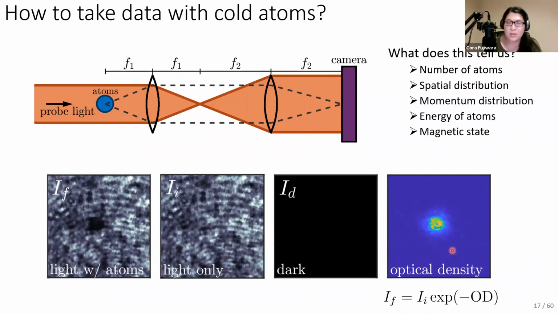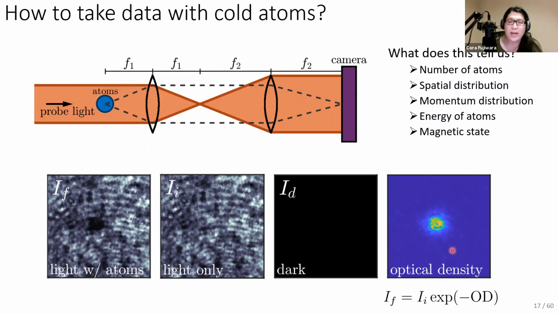So what does this picture tell us? Well, it tells us a number of things. The magnitude of the shadow tells us the number of atoms there, right? So the magnitude of the optical density. Furthermore, this is a picture, so it tells me the spatial distribution of the atoms. It turns out that I can also measure the momentum of these atoms. I can also measure the energy of these atoms. And I can also measure the magnetic state of these atoms. So this relatively simple imaging technique tells us a number of important aspects of our atomic cloud.